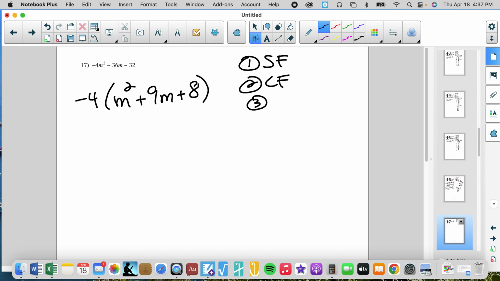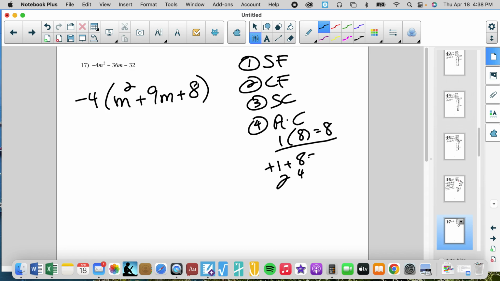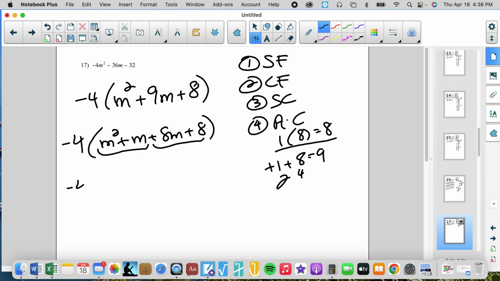Now, special case, no. A times c, yes. A is 1, c is 8. Factors of 8 are 1 and 8, 2 and 4. Signs are the same, both positive. That's my grouping. Negative 4 times m squared plus m plus 8m plus 8. Factor by grouping, -4.